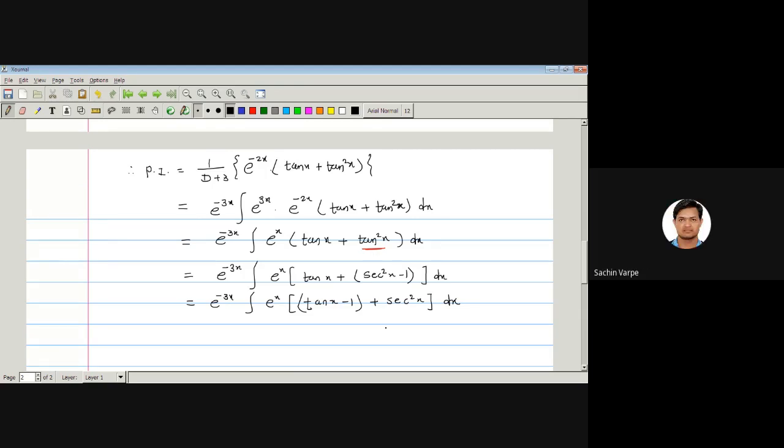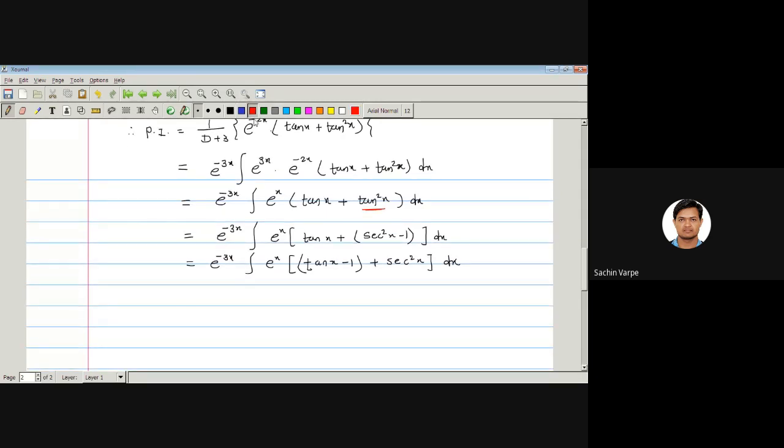If I substitute tan x minus 1 equal to t, then the derivative of tan x minus 1 is sec square x, right? So here we are going to apply this formula. What is the formula? The integration of e to the power x into f of x plus f dash of x is e to the power x f of x. You might have used this formula. So using this formula, we directly get the last answer.